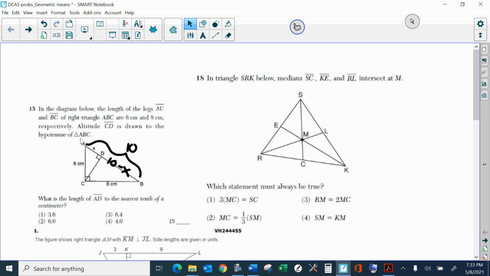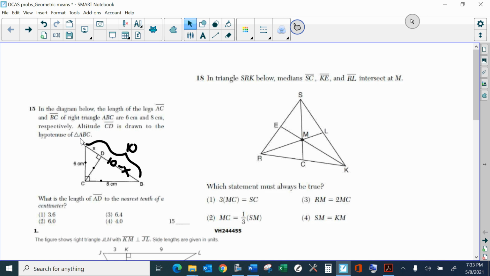Remember, this is the setup of geometric means, three similar triangles. Remember, the means are the three segments that are not on the long hypotenuse. The extremes are the three segments that are on the long hypotenuse. So the three extremes are x, 10 minus x, and 10.